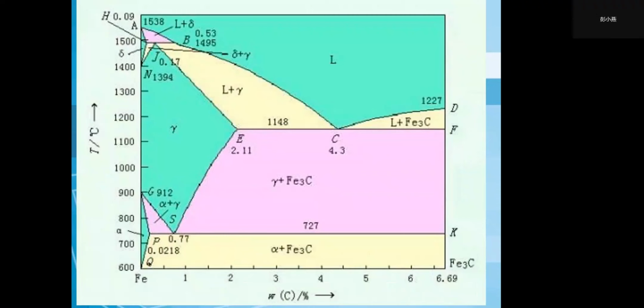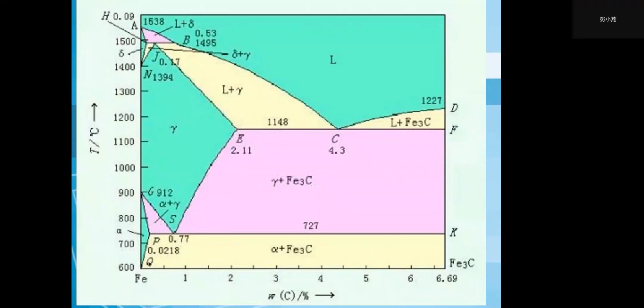Alloys containing 0.18% to 2.11% carbon become solid along the solidus H, J, E. Those with 2.11% to 4.3% carbon are completely solidified on line E, C.